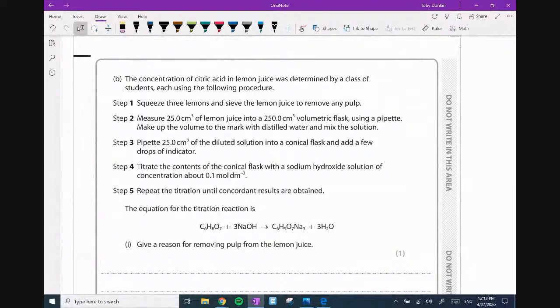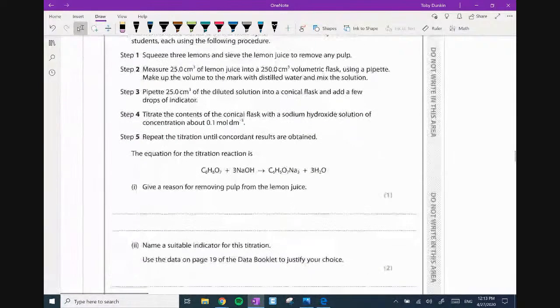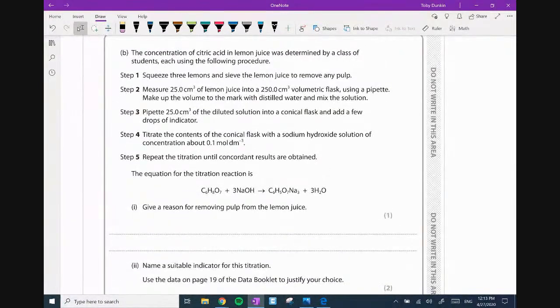Next, the concentration of citric acid in lemon juice was determined by a class of students, each following this procedure. Give a reason for removing pulp from the lemon juice. Squeeze the lemons and sieve the lemon juice to remove the pulp. We're reacting the citric acid with sodium hydroxide. Pulp.